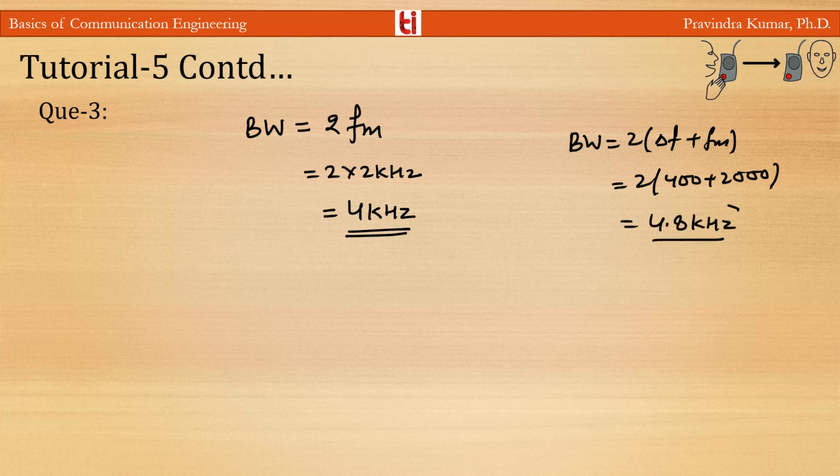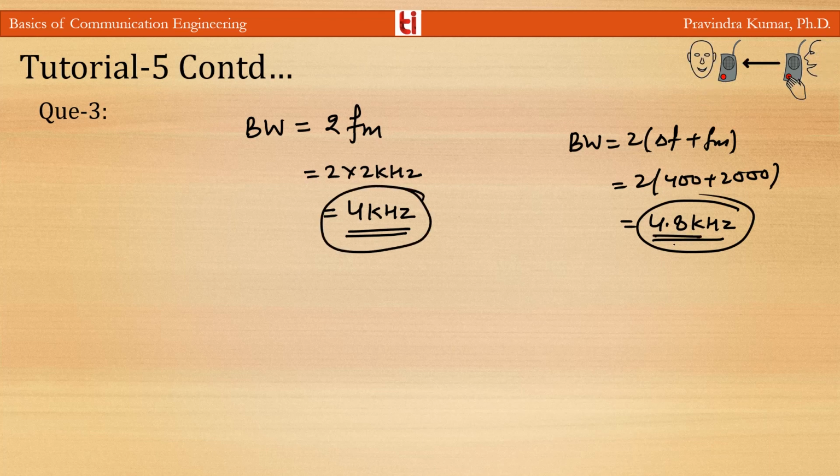So you can see the comparison between bandwidths. Using Carson's rule, the bandwidth is 4.8 kilohertz, and the bandwidth actually for the narrowband system is 4 kilohertz. As I told you in the previous lecture, Carson's rule gives an approximated value, which is suitable when the modulation index is higher. Here the modulation index is 0.1, so we will not use Carson's rule, and we will use the concept that the bandwidth of narrowband FM is equal to the bandwidth of the AM signal. It is 2 fm, and it is 4 kilohertz.